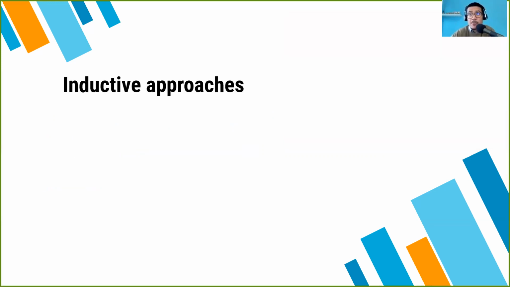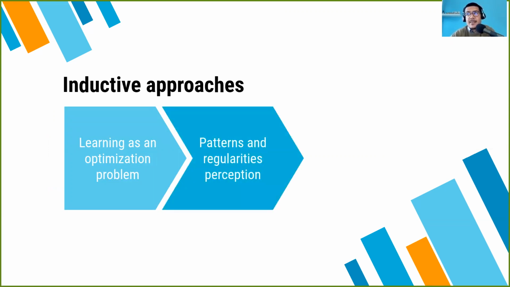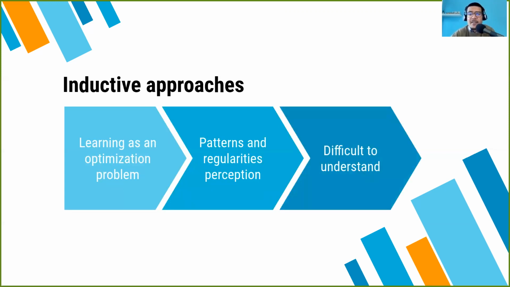With this specific approach, as you probably know, the learning process is actually an optimization process, because I want to minimize a cost function using learning-specific parameters. This learning process is based on the perception of patterns and irregularities included in the data, and it's difficult to understand. This process is difficult to understand for human beings. In general, human beings are not able to interpret the behavior of a neural network, for instance.